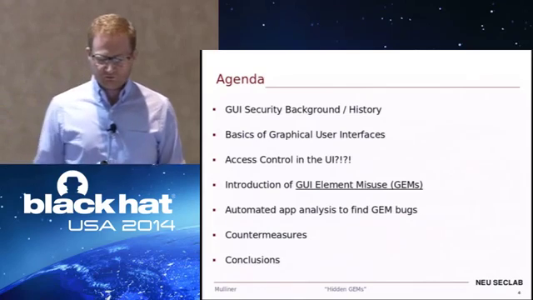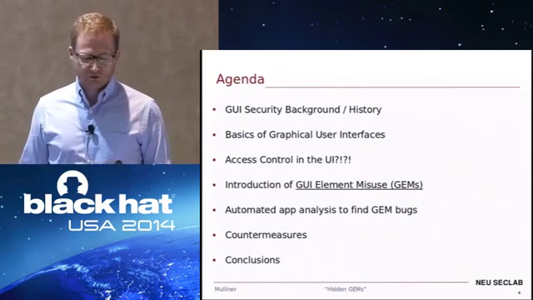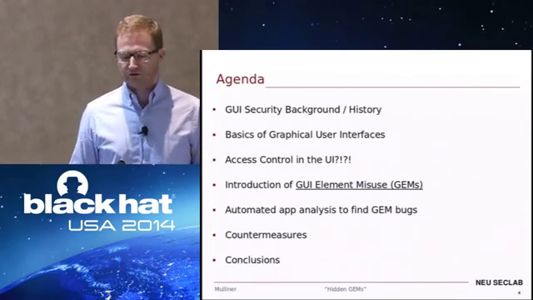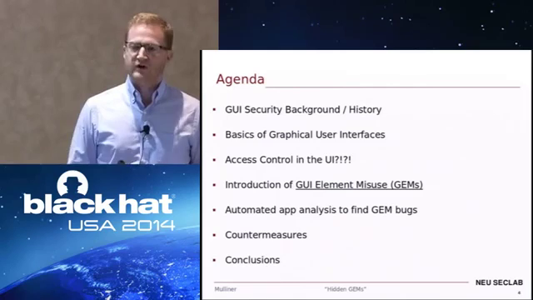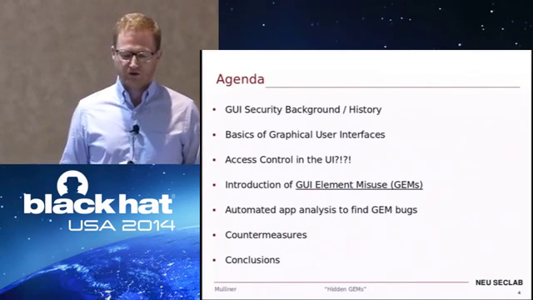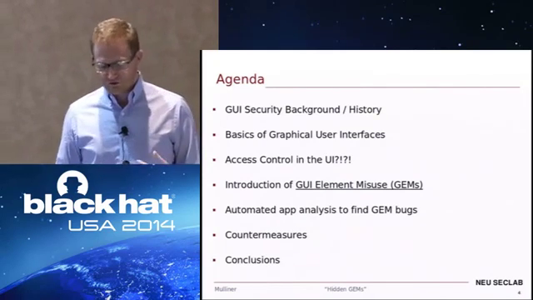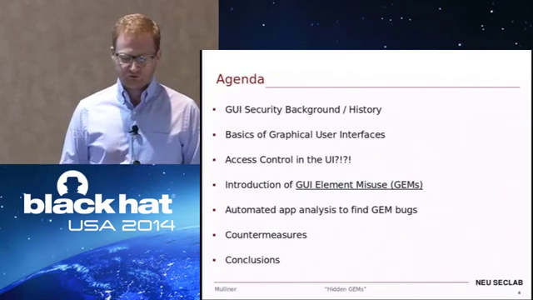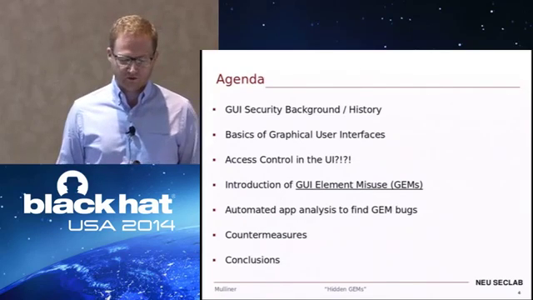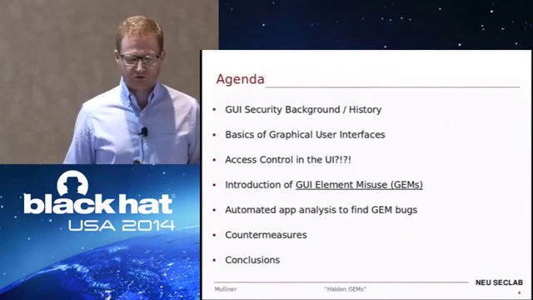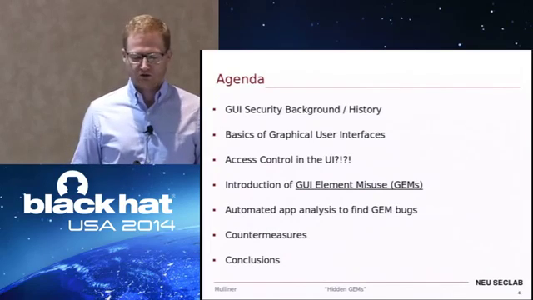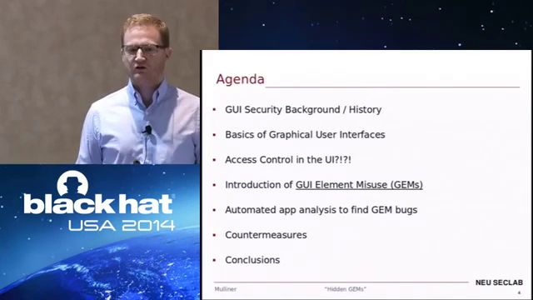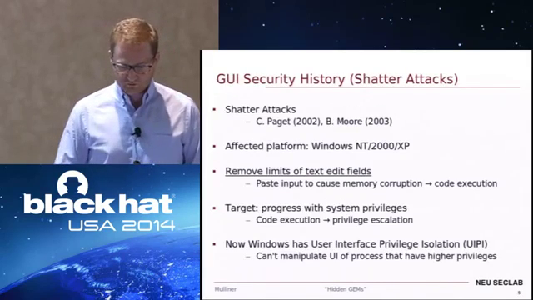So, what I'm going to talk about. First, I'm going to go a little bit back and talk about some security history regarding the UI, and really give you a very, very, very basic overview about graphical user interfaces. Then talk about access control in the UI, introduce you to what we call GEMs, or UI element misuse, or instances of that, and then we show how to automatically analyze applications to find these kinds of bugs, talk a little bit about countermeasures and conclusions.